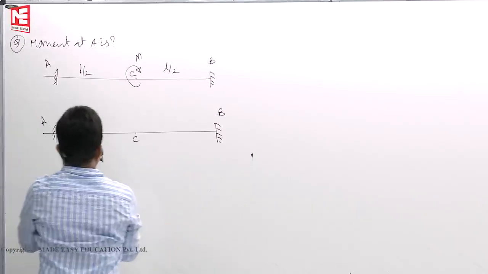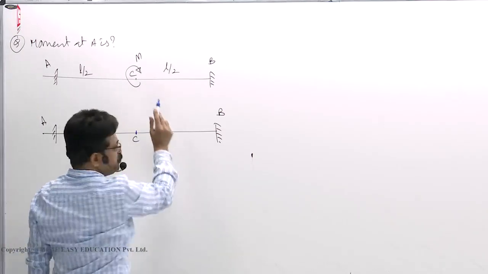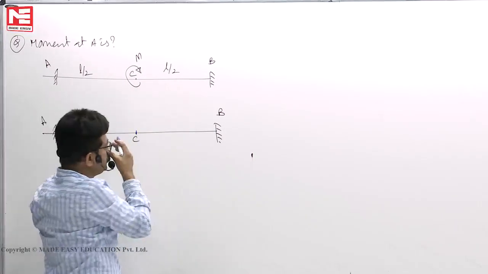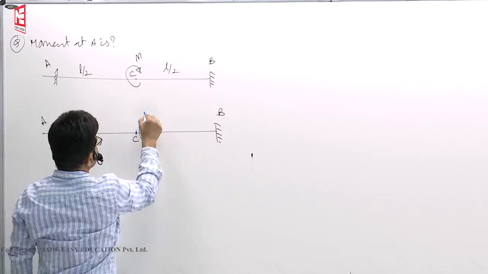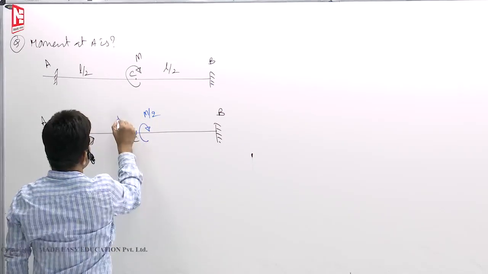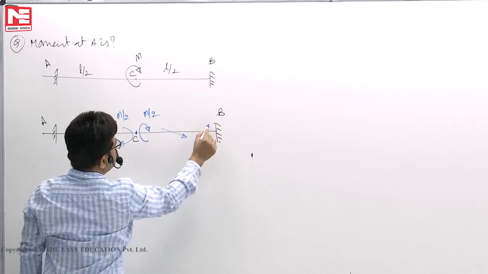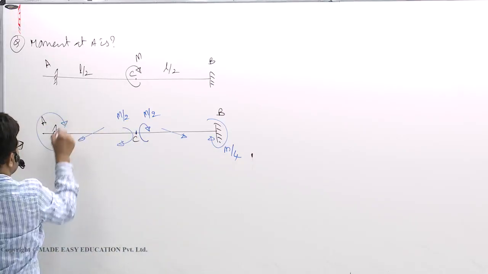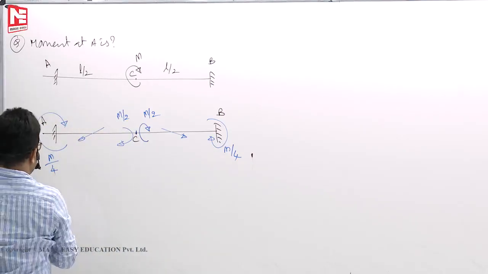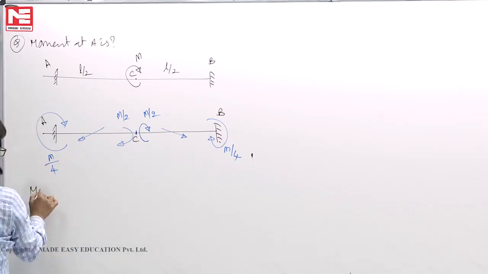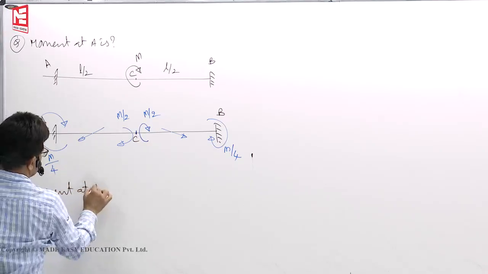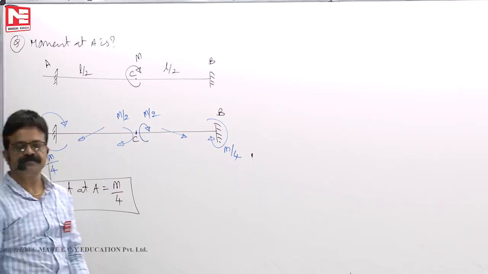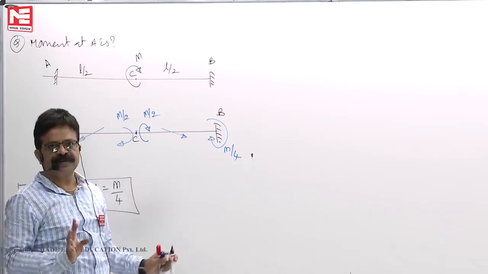So now, first step is fixed end moments. This 0, 0. Then distribution factors 0, 0.5, 0, 0.5. End moment distribution, M here it will come to M by 2 clockwise, M by 2 clockwise. How much is carried over? Half of that. M by 4 here. How much is carried over here? M by 4. So moment at A is M by 4. Two minutes time. Okay, just distribute carryover moment.